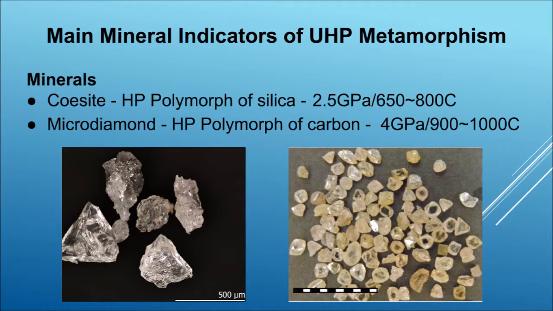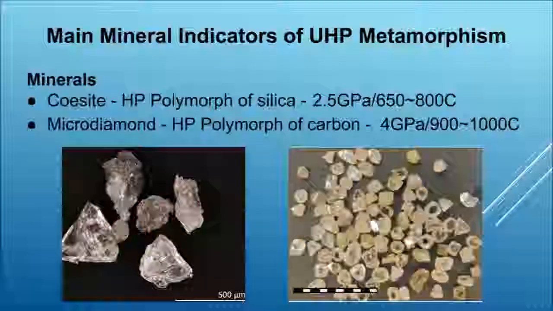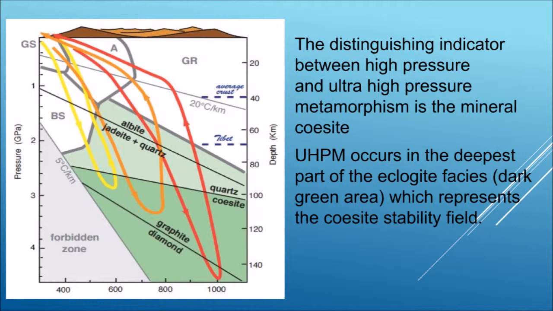The main mineral indicators of ultra-high pressure metamorphism are calcite, which is a polymorph of silica, and microdiamond, a high-pressure polymorph of carbon. The distinguishing indicator between high-pressure and ultra-high pressure metamorphism is the mineral calcite. Ultra-high pressure metamorphism occurs in the deepest part of the eclogite facies, which is the dark green area seen in this diagram. This represents the calcite stability field.